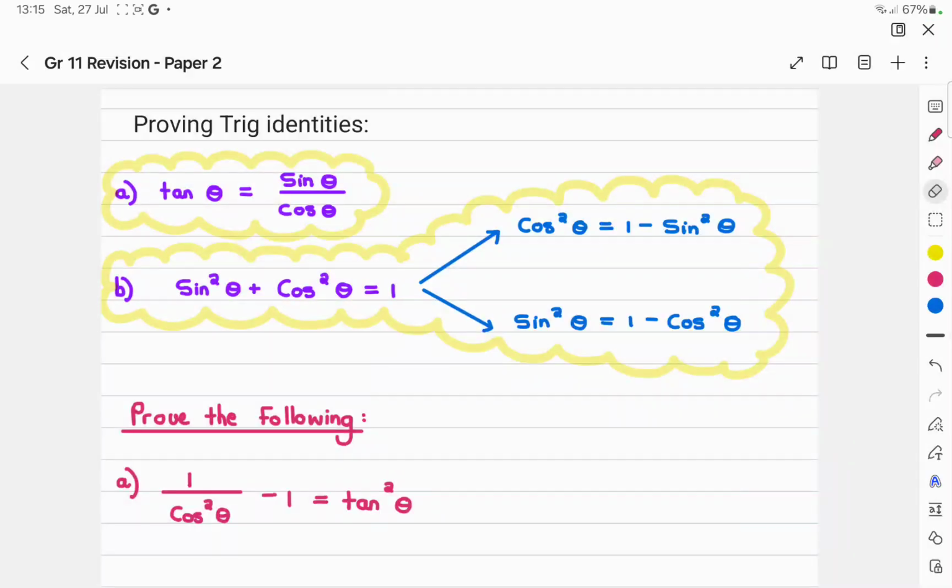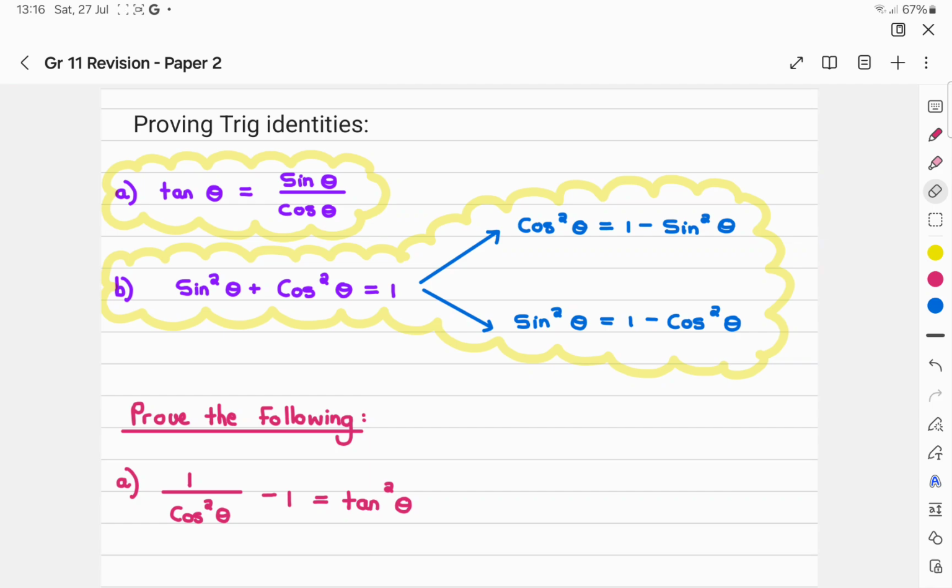Right, our third video, revising through paper 2, and we're going to look at our trig identities and how we can use them to prove that your left-hand side is equal to your right-hand side. So people, very, very important, you need to know these two trig identities. It's only two, my darlings.